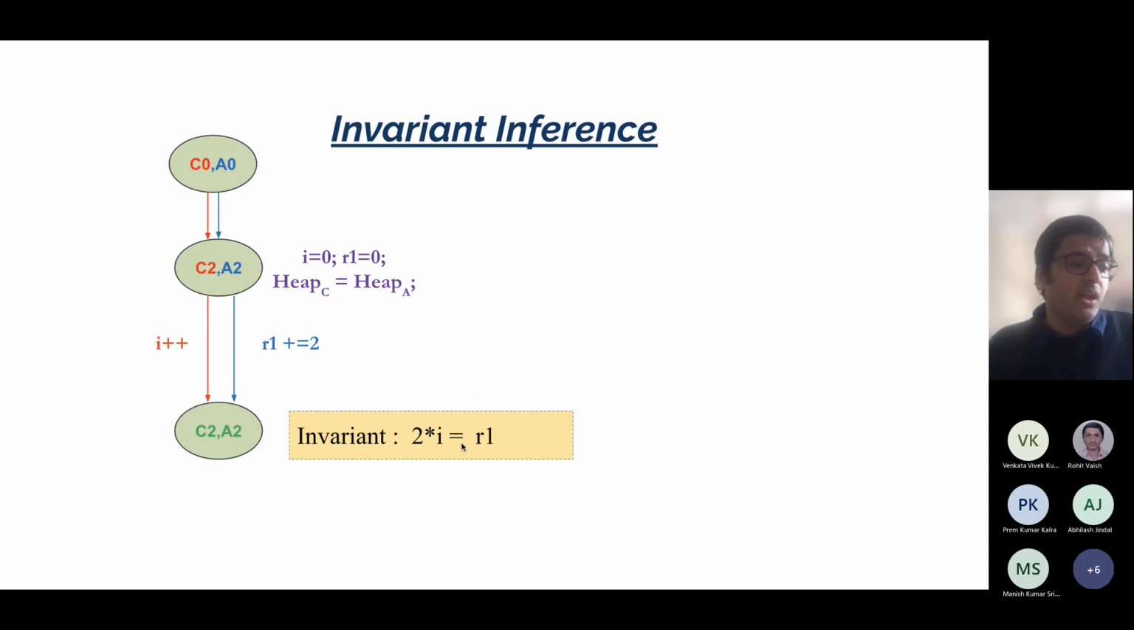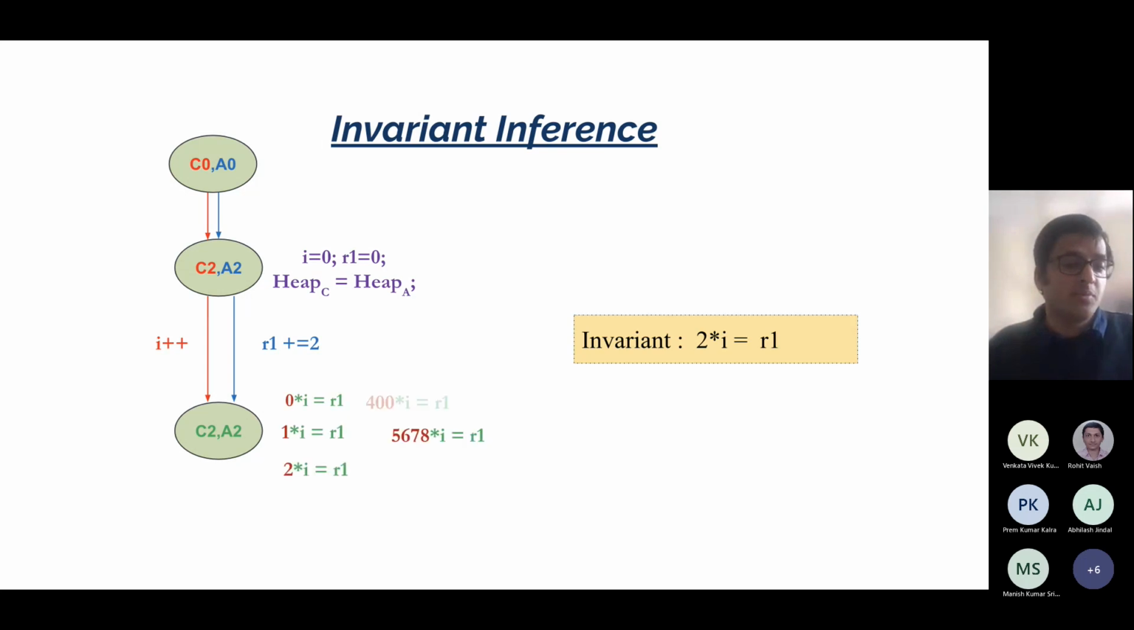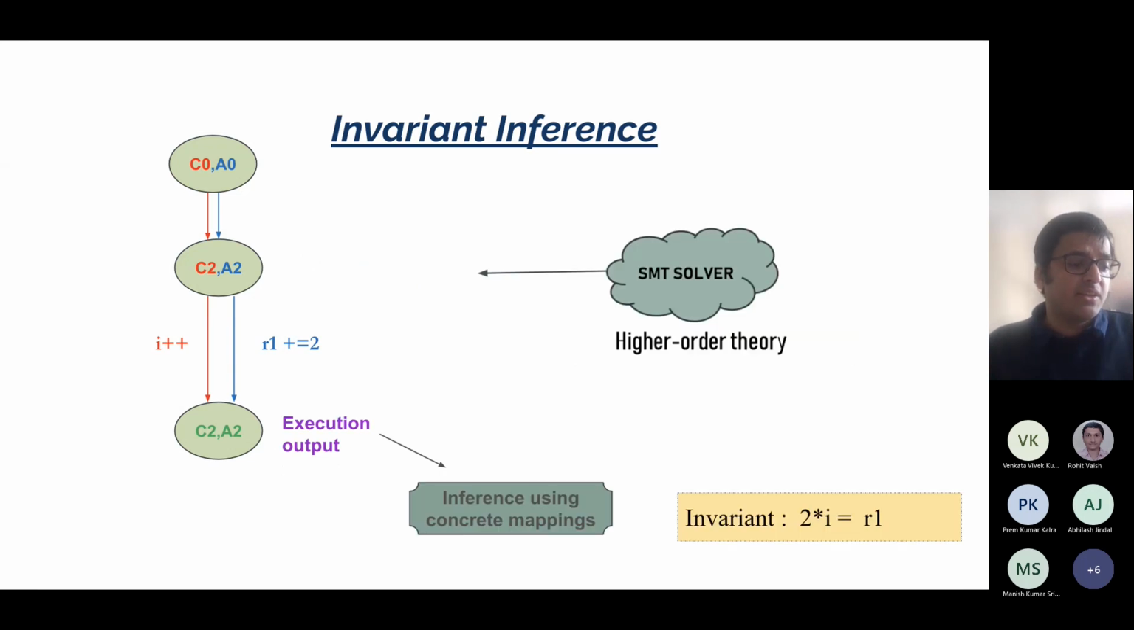How do we do that? In static equivalence checking, one can potentially enumerate all 2 to the power 32 possibilities of this shape, which is some C1 into I equals R1, but that's going to be too expensive. We have proposed a counterexample guided inference technique, which involves executing the concrete mappings returned by the solver and using the execution output to infer the required relations instead of an expensive guessing procedure.